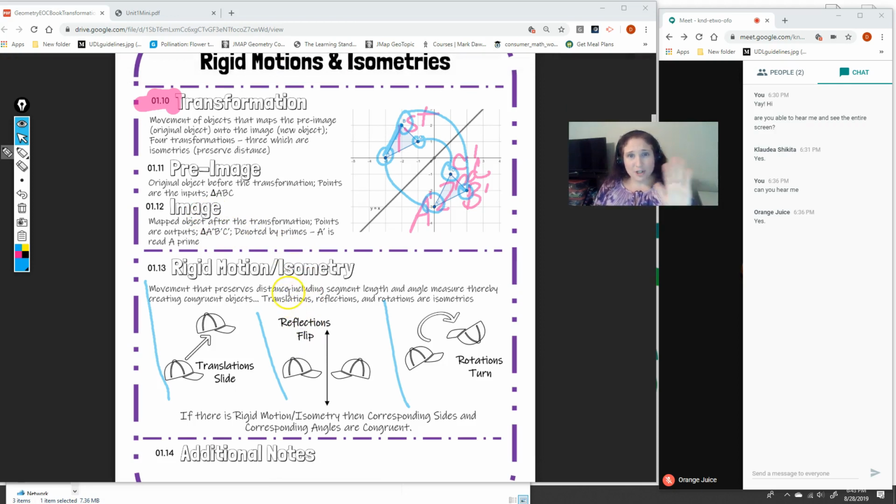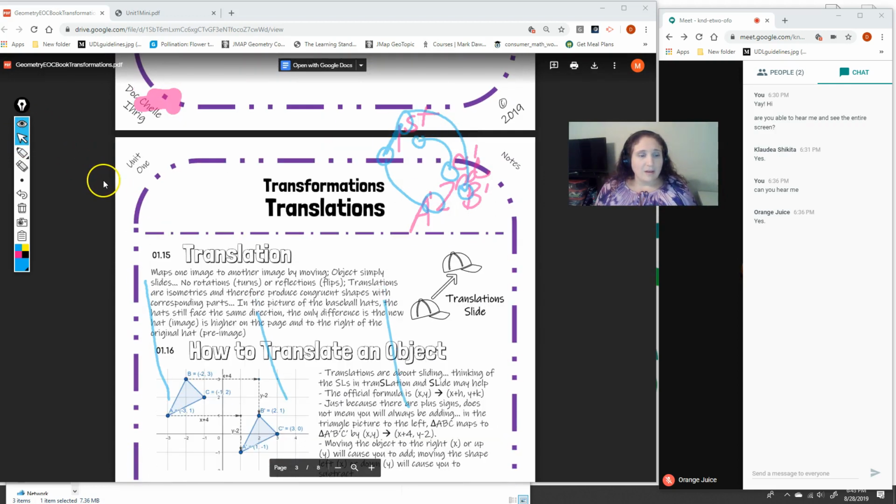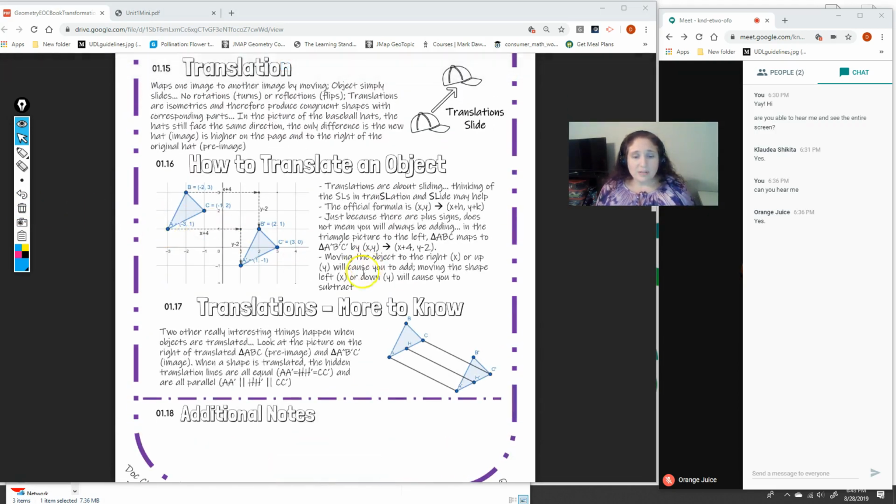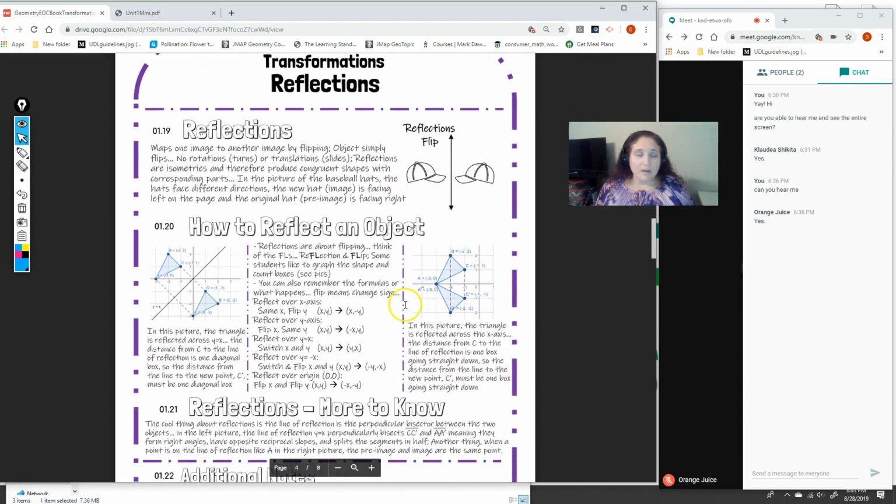Okay, reflections flip. Whenever we do reflections, we have to make sure it's over the perpendicular bisector. And then, of course, rotations turn around a given angle. Over here for translations, most of this I went over already. Again, pay attention to the rules. And then there are more things to know in terms of those lines being congruent as you go.